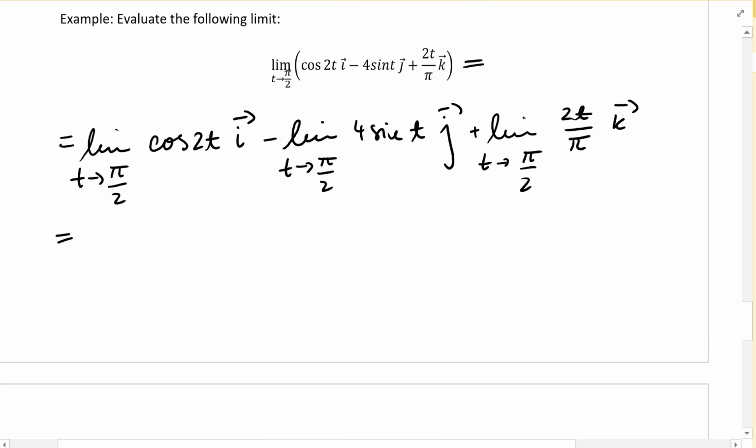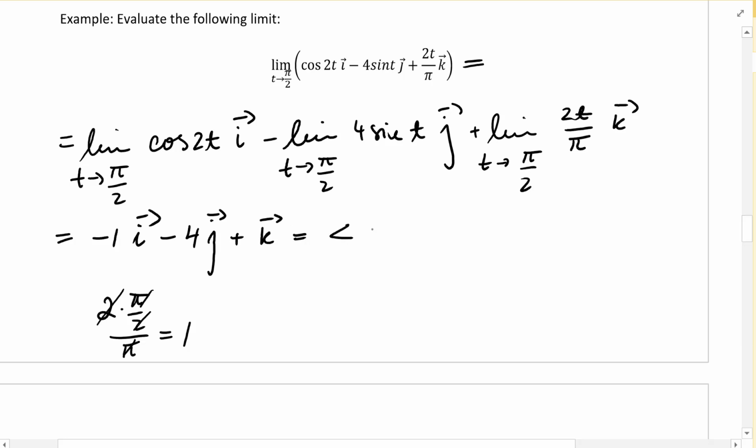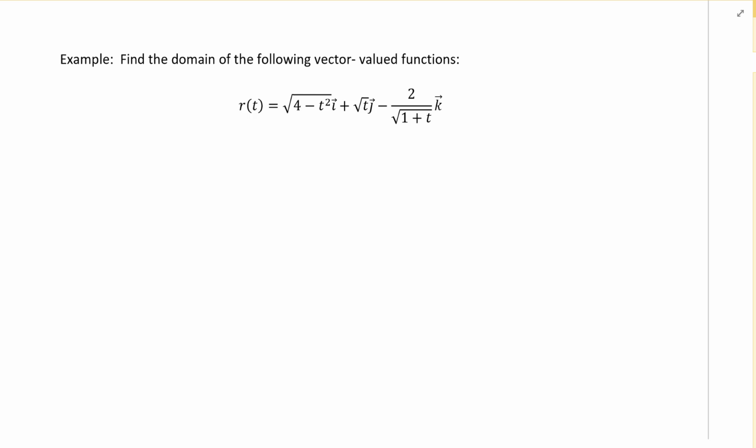Cosine of 2 times pi over 2, that's cosine of pi, that's negative 1 i, minus sine of pi over 2, it's 1, so we get 4 j, and then we have 2 times pi over 2 over pi, so that is equal to 1, so we get plus k. So the limit is (negative 1, negative 4, 1). And let's solve one more problem.